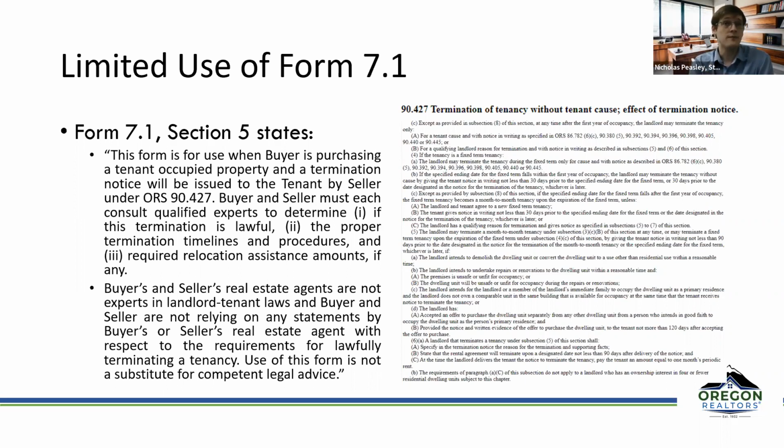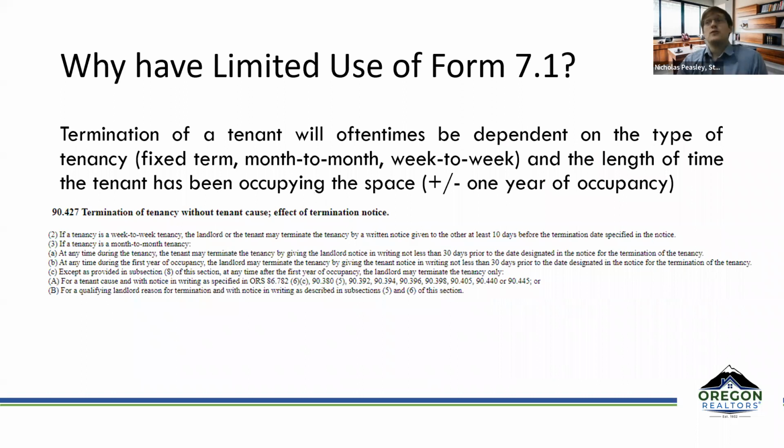It limits the use of Form 7.1. It basically says this is only supposed to be used for a small subset of situations when you're terminating a tenant, for the sake of 9427, which is without cause terminations. If you have cause for the termination, the tenant failed to pay rent and things like that, a very different process is going to be used. But in these instances where you're terminating a tenant without cause, basically because someone's moving in, we use a different set of rules. Why do we limit the use of Form 7.1?